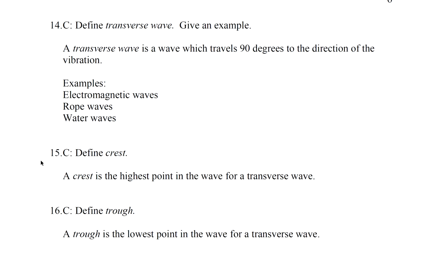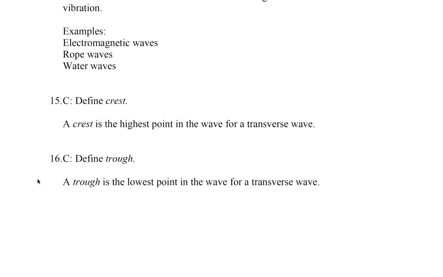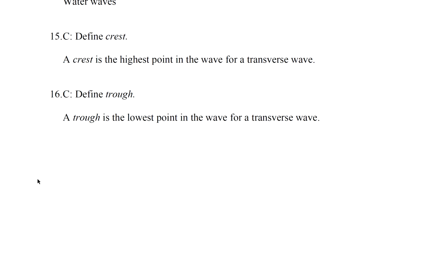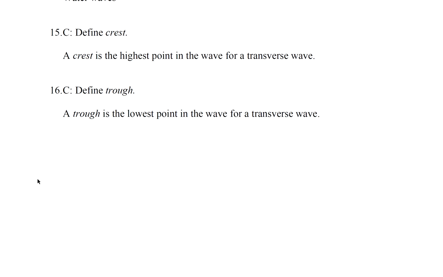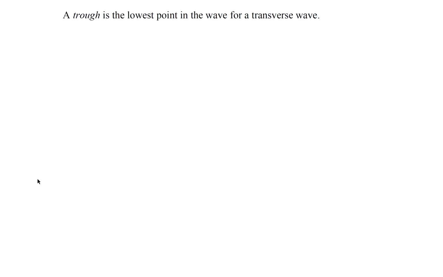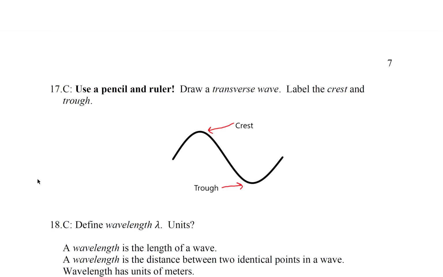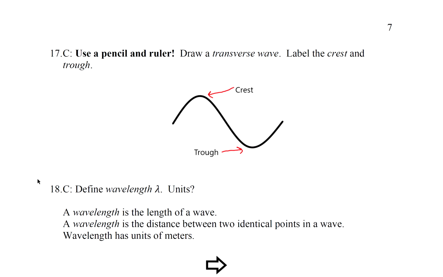Question 15. Define crest. A crest is the highest point in the wave for a transverse wave. Question 16. Define trough. A trough is the lowest point in the wave for a transverse wave. Question 17. Draw a transverse wave, label the crest and trough. So the crest is the highest point, the trough is the lowest point.